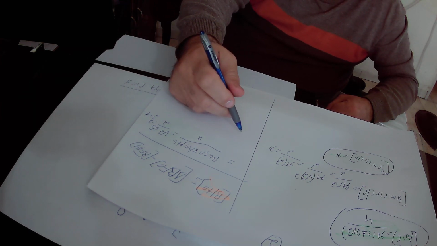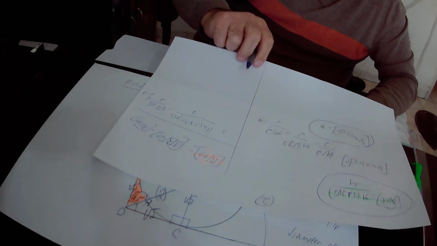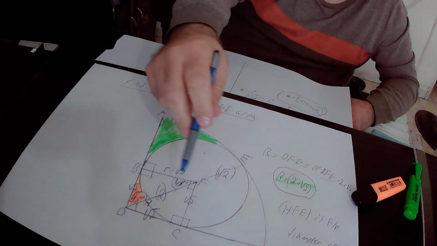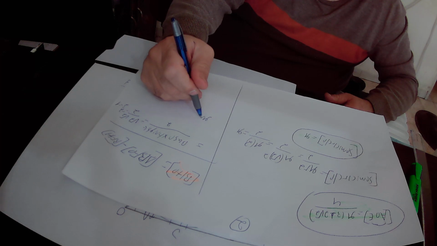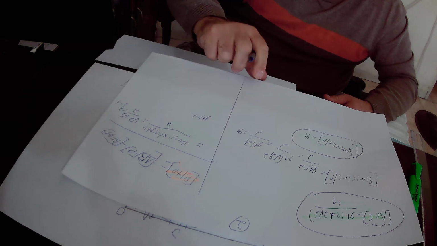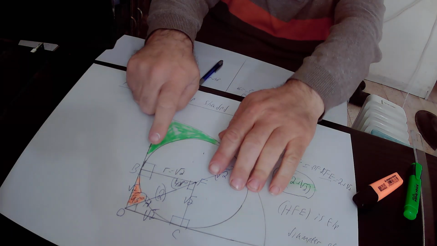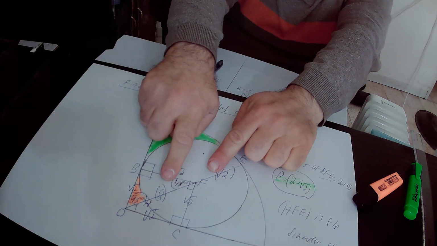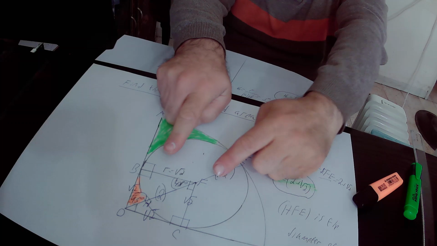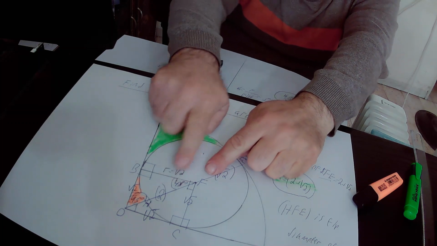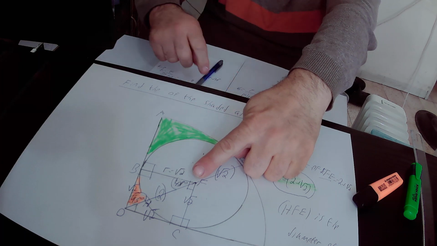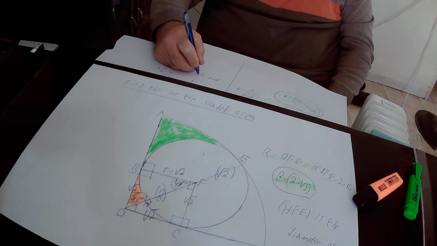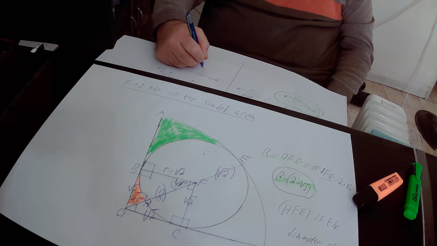So the area of the small sector BFH, we know that the area of any sector equals the area of the circle, that is pi r squared, times the angle. This is sector BFH, the angle between the legs of this sector BFH, this angle equals 45 degrees in size, so it is 45 degrees over 360 degrees.